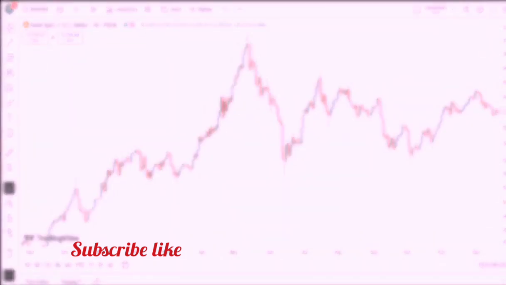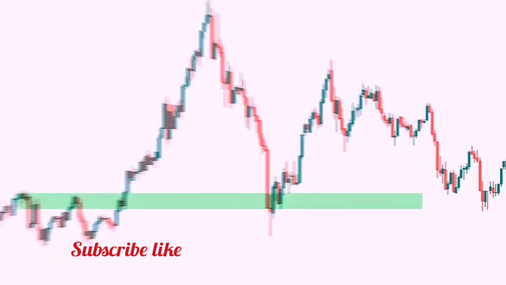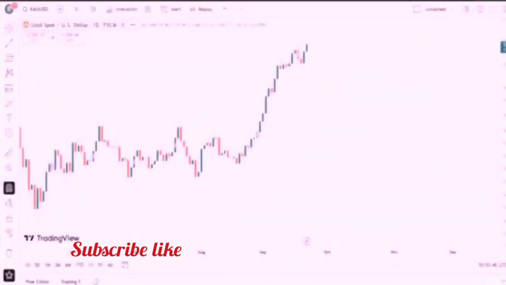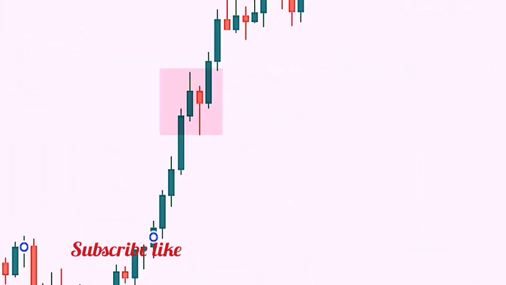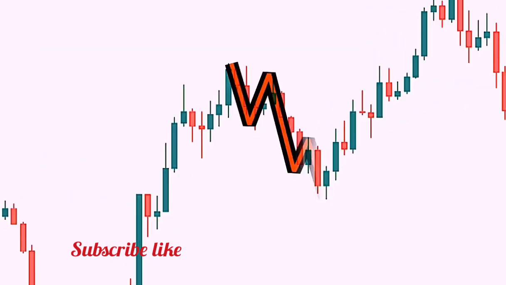Beginners, however, usually call something else a pullback. When a level breaks upward, price returns to retest that broken level, then moves higher again. Yes, that is also a pullback, but what we focus on is when a candle moves under the last spike candle, that's our pullback, and from there, price can continue upward immediately or extend a bit before resuming.